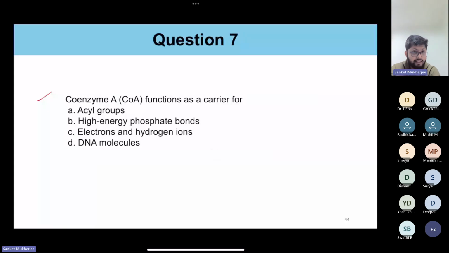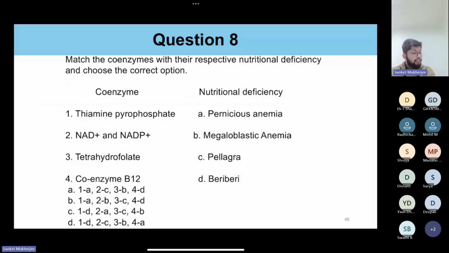Coenzyme A functions as a carrier for A, acyl groups, B, high energy phosphate bonds, C, electrons and hydrogen ions, or D, DNA molecules. Acyl group. Absolutely correct. Okay. This is question number 8.